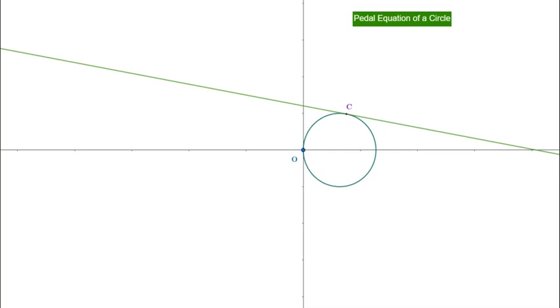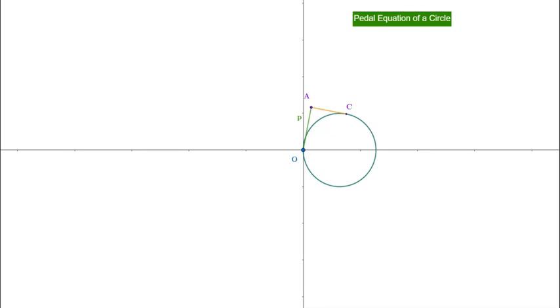Now, from O, let's draw a perpendicular to the tangent and mark the intersection of the tangent and the perpendicular as A. Now, let's draw these lines. AO, let's mark it as P, and AC, let's draw the line. The idea is I want to remove these perpendicular lines and the tangent. Okay, so just remember AC is the tangent and OA is perpendicular to the tangent.